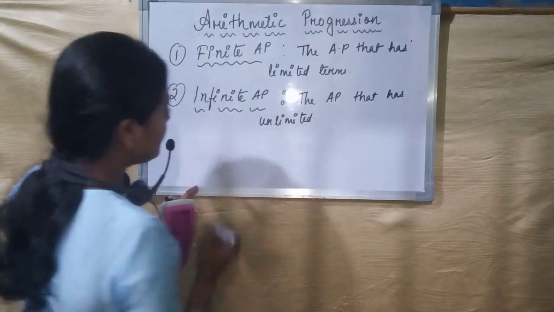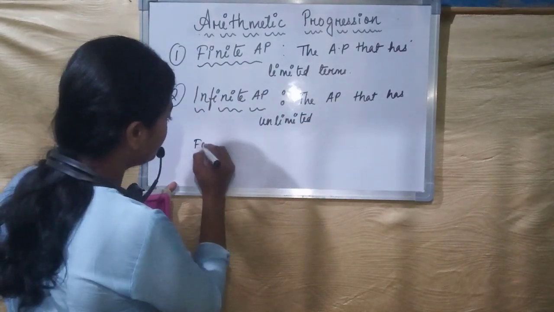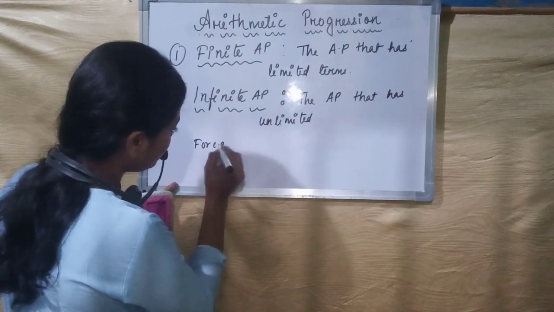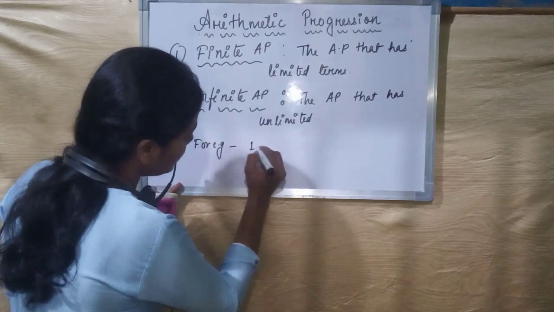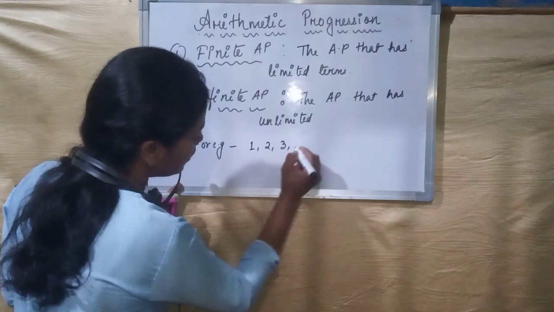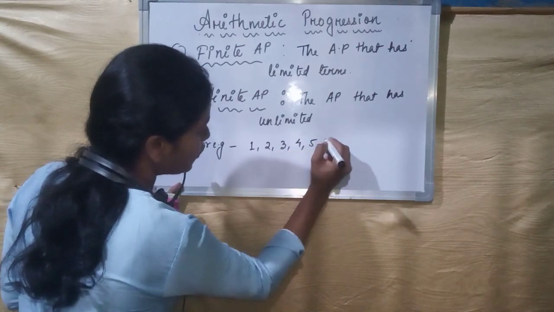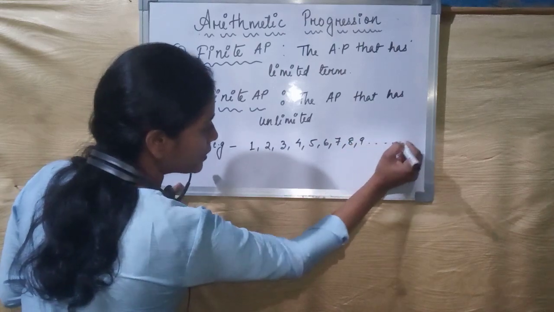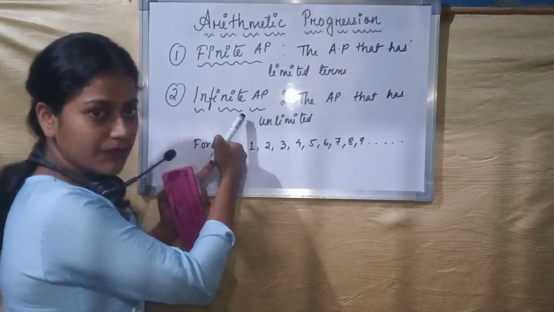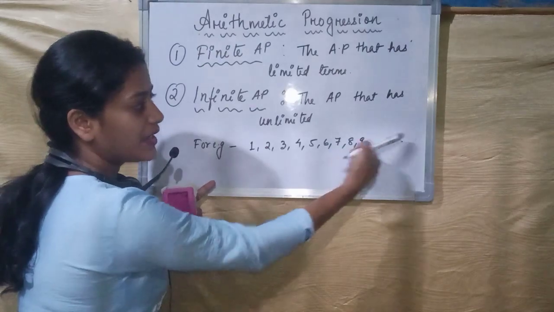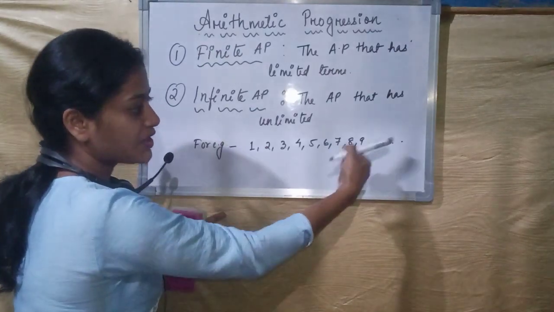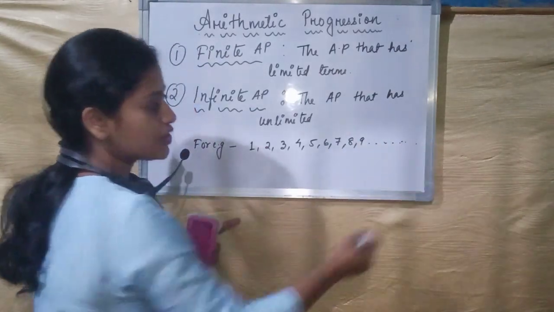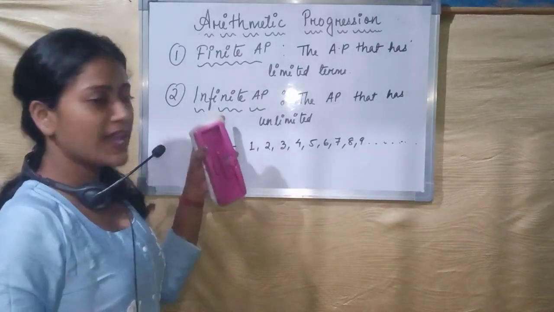Now, if I take an example, for example, 1, 2, 3, 4, 5, 6, 7, 8, 9, and so on. This belongs to infinite AP because we cannot say what the next term will be or what the last term will be, because it continues. So this type of AP is said to be infinite AP.